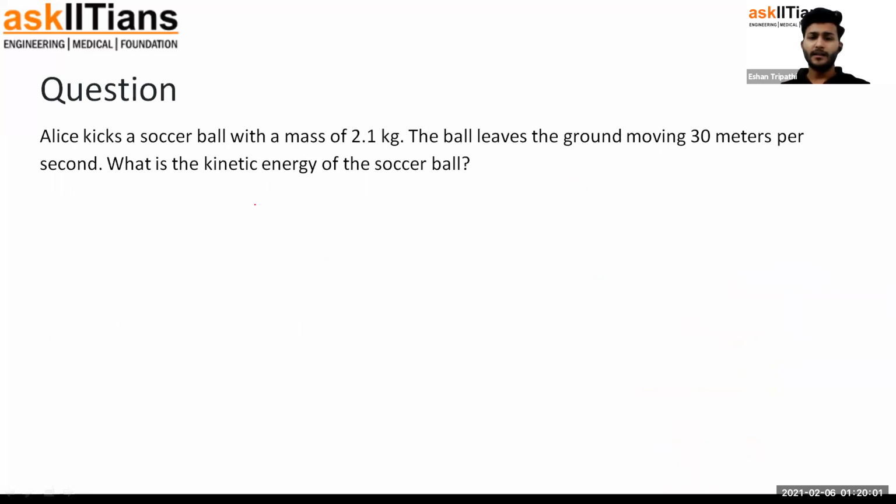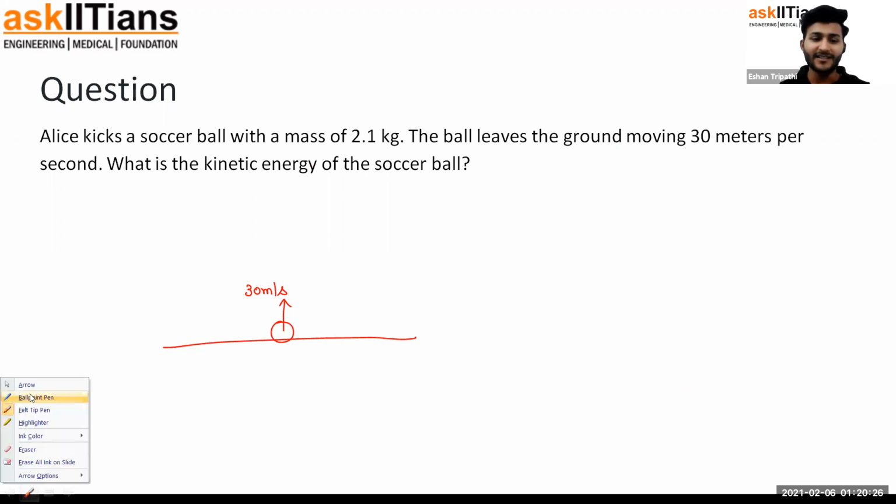Okay, then let's look at this question. There is a soccer ball with mass 2.1 kgs. The ball leaves the ground moving with speed 30 meters per second. What is the kinetic energy of the soccer ball? Again, a very simple question. The soccer ball is thrown up with speed 30 meters per second, having a mass of 2.1 kgs.